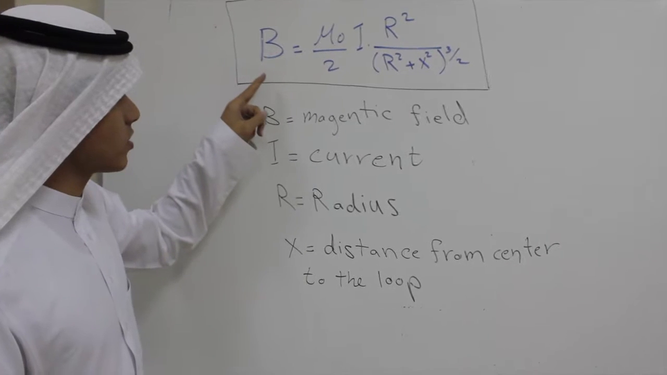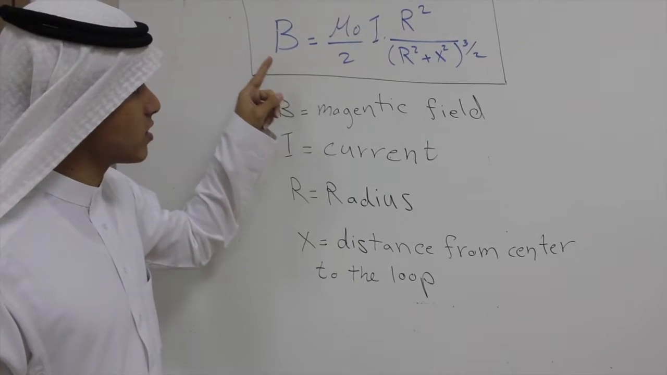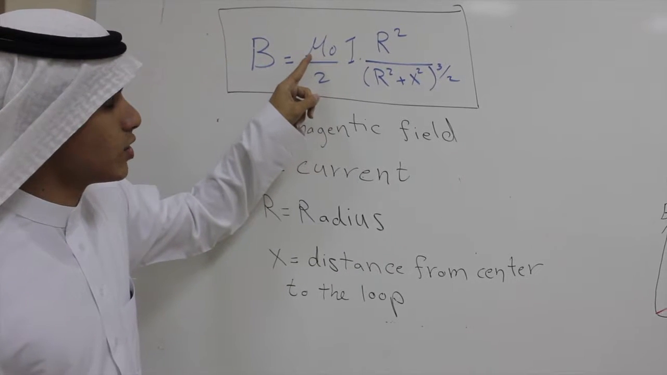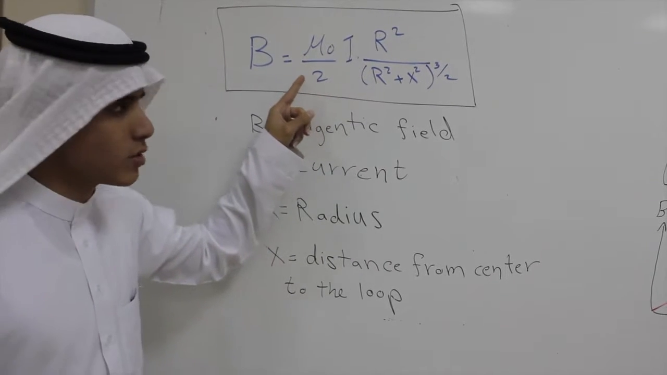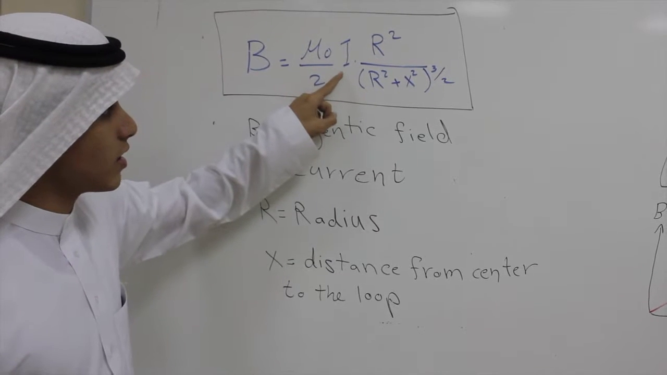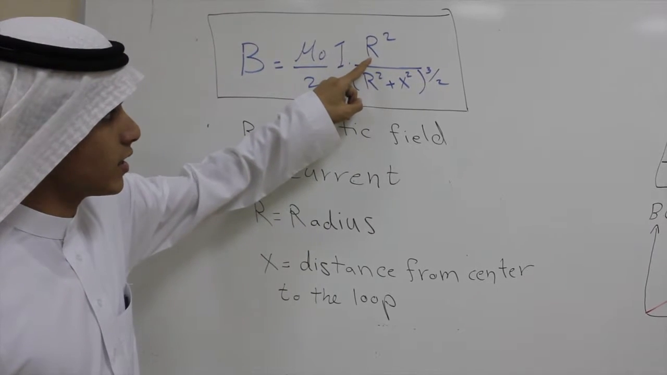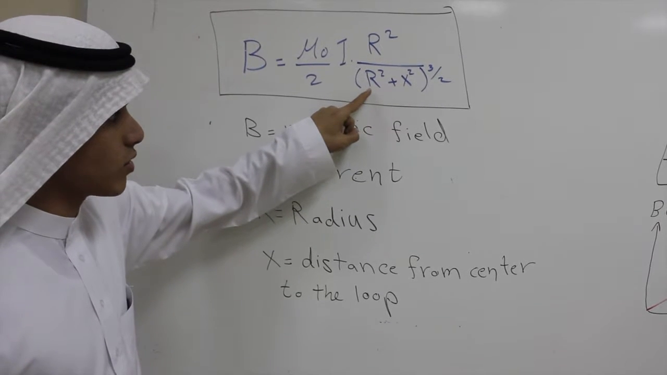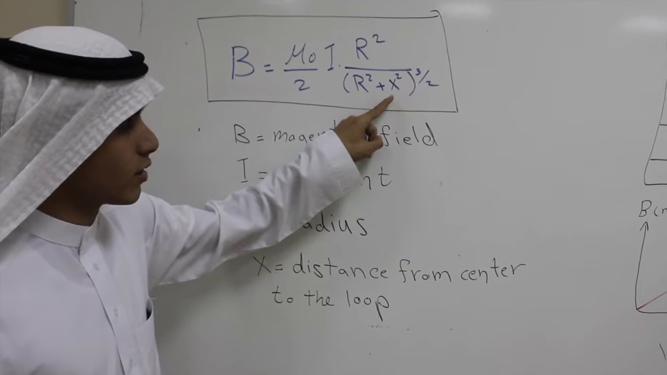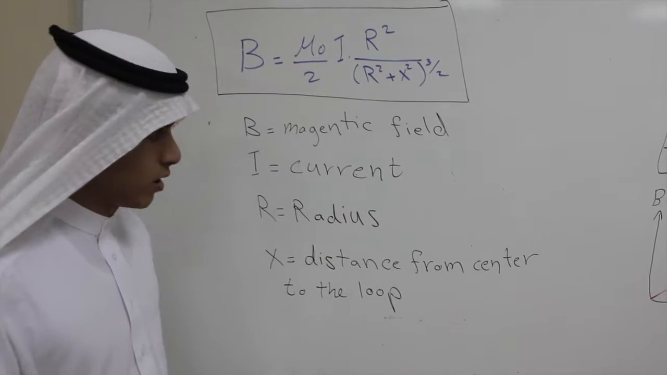This is the Biot law, which gives the magnetic field, and this is mu, which is the permeability of free space, a constant quantity, and this is the current, this is the radius, and this is also the radius, and this is the distance from the center to the loop. Okay?